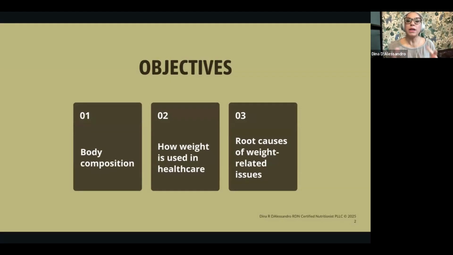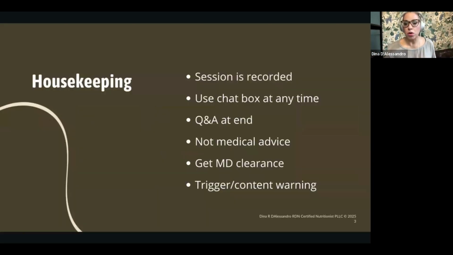I want to share with you what it means, especially in the clinical world, but also you as the general population or as a patient, understanding why body composition is different than just weight, how weight can be used in the different kinds of sessions or facilities in your healthcare settings, and also understanding what kind of causes can happen for weight to shift, whether it's a change in one direction or the other.